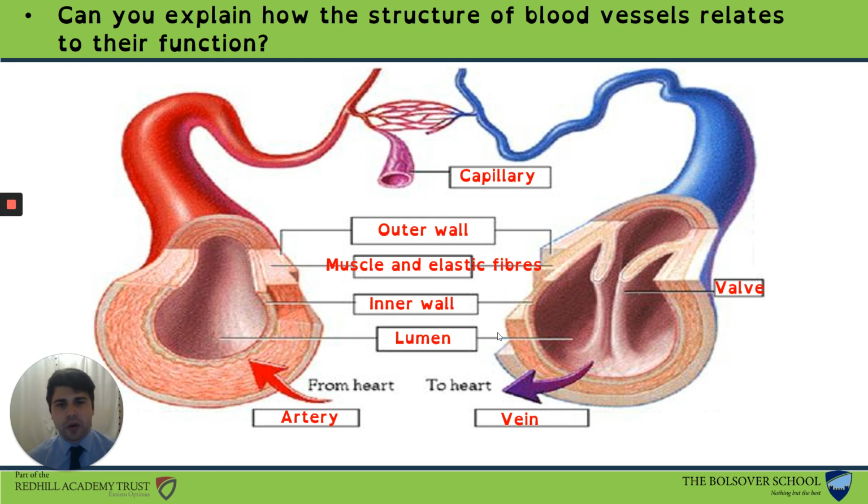And then anti-clockwise again to the top, so we've got a capillary, very small. You can see that there's a network of capillaries there, which are a site of exchange. Then moving down through the centre, we've got the outer walls, the muscle and elastic fibres just underneath the outer wall, and then you've got the inner wall, and then this gap in the middle is the lumen. So hopefully that made a bit of sense.